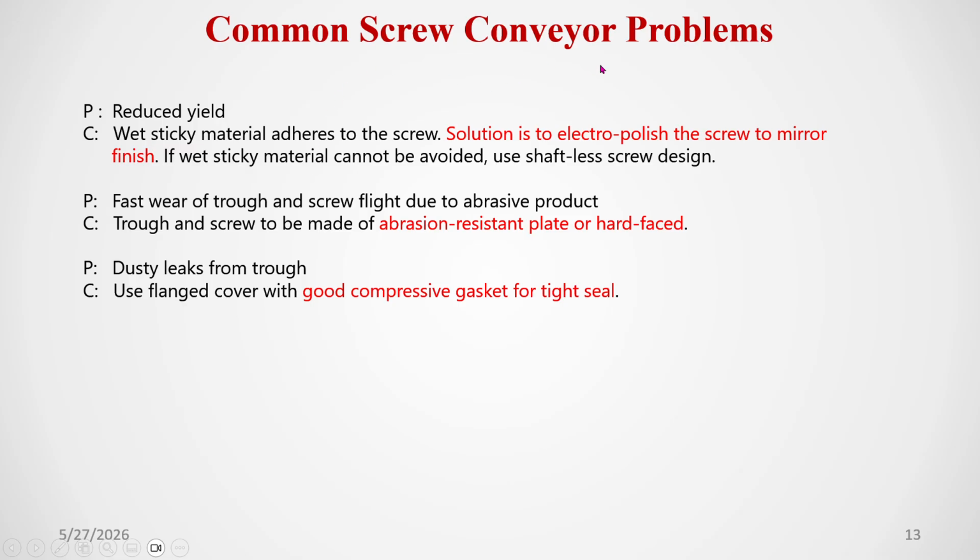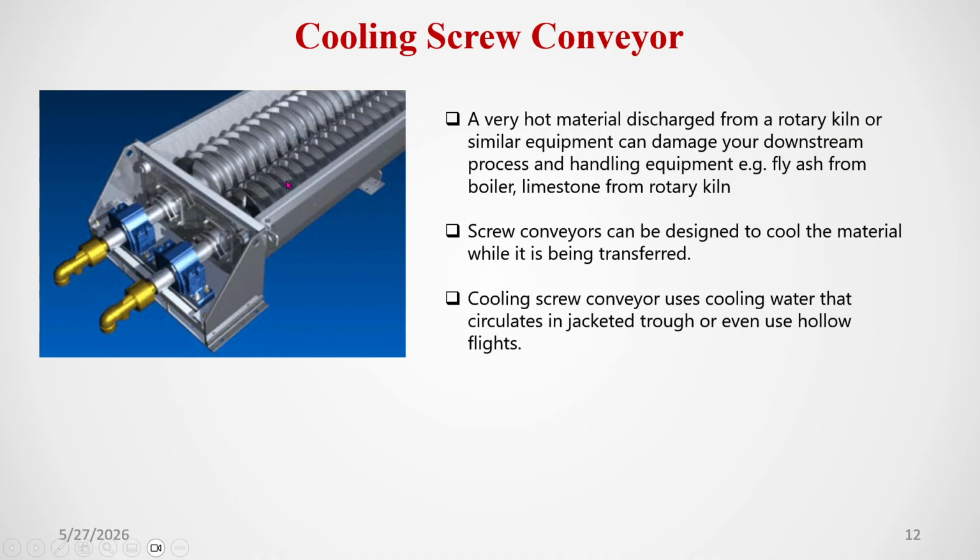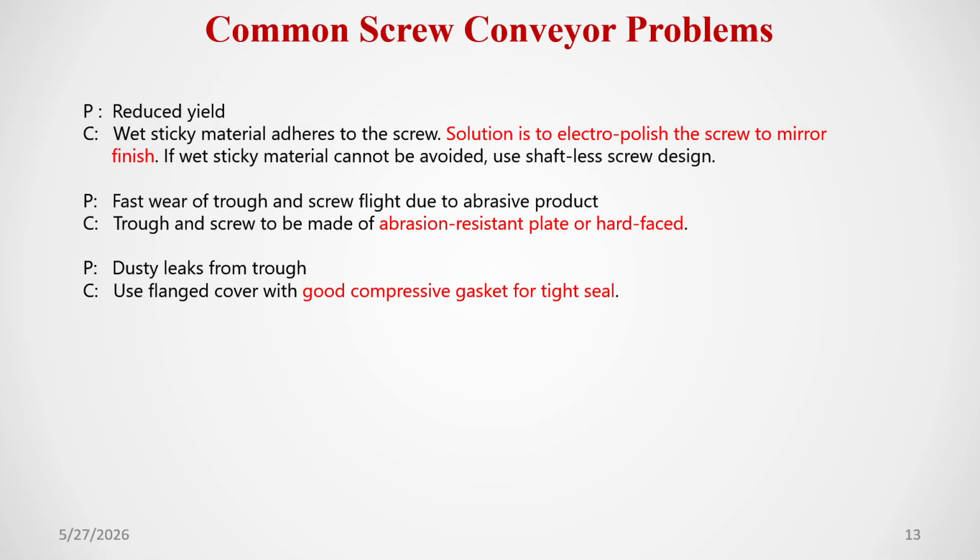Then a common screw conveyor problem is reduced yield, because the quantity will be reduced. The cause is wet sticky material adhering to the screw. If it is sticky material, it can adhere to the screw, here in between the screw.